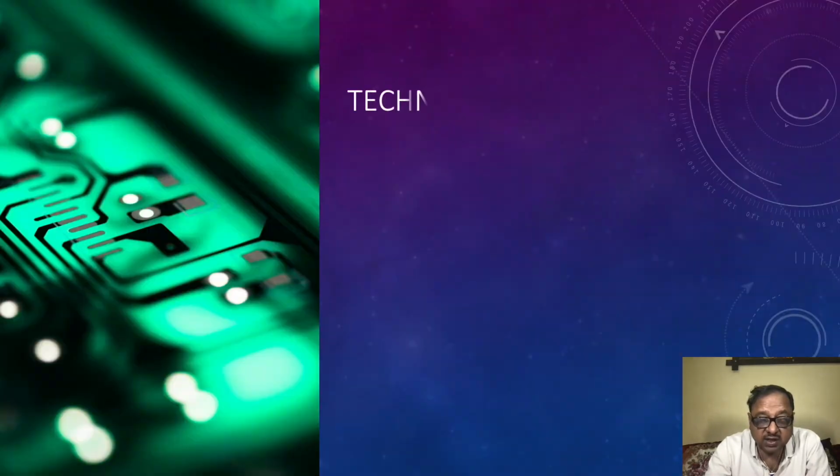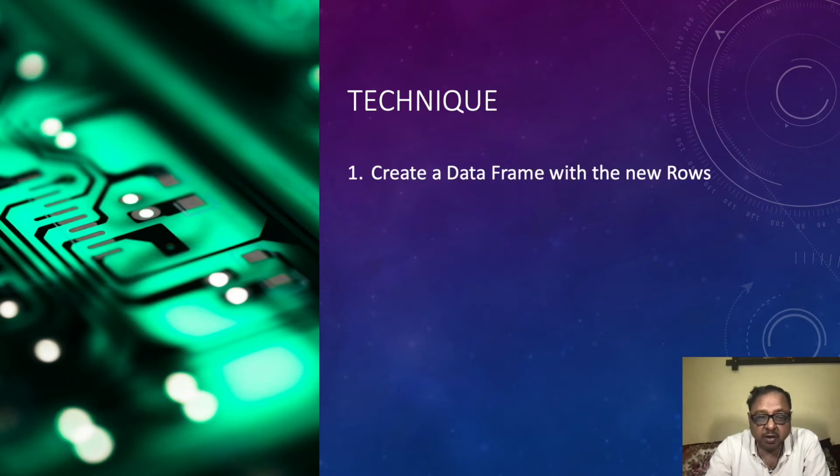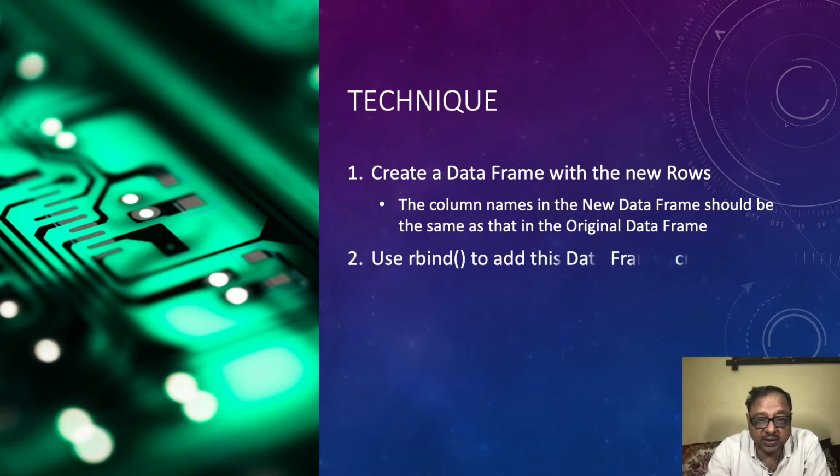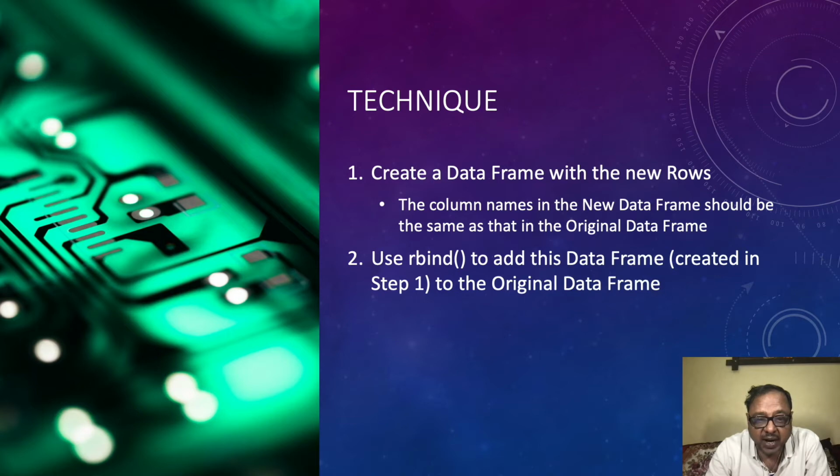Let us first discuss the technique we will use to achieve this operation of adding rows to the data frame. We will create a new data frame with the new rows. Now you must note that the new data frame must contain the rows in a manner that the column names are the same as that in the original data frame. Once we have this new data frame, we will use the Rbind function provided by R to add this new data frame to the original data frame.